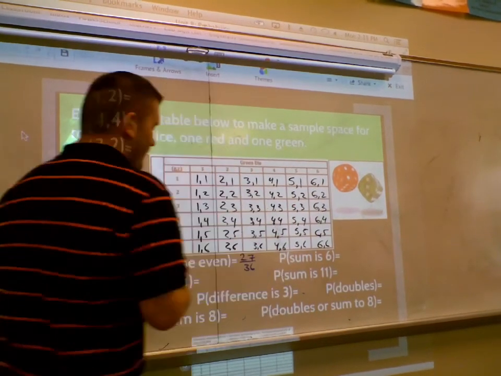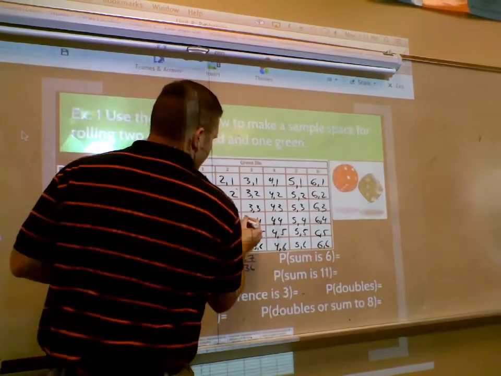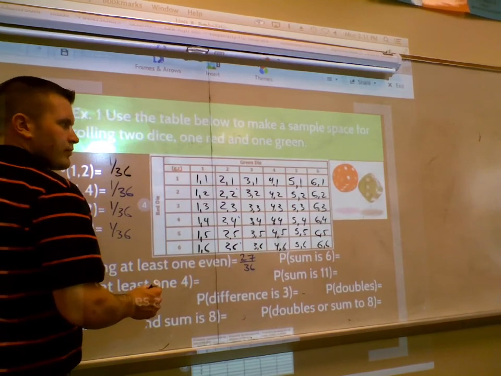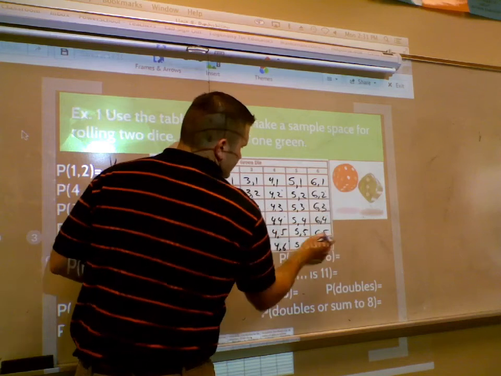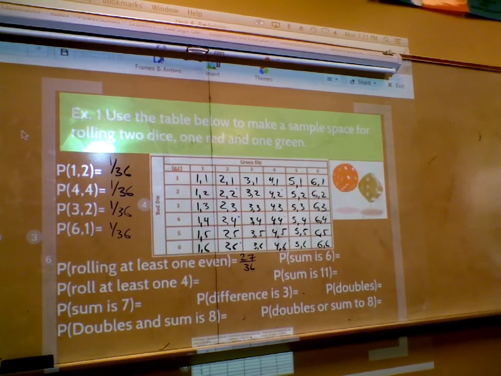It wasn't just the doubles, right? Because this one and this one were not every row. So it was 4s and 6s. So it's this one and this one, the ones that were both even. Now 27 over 36.